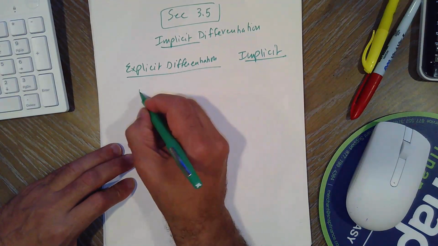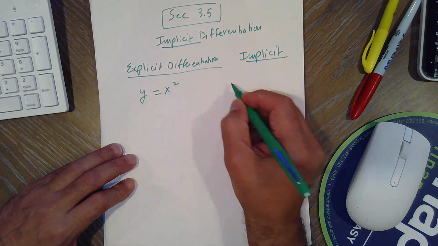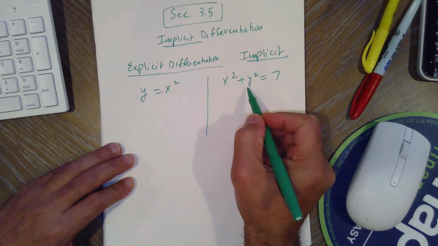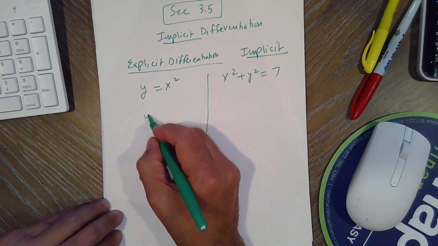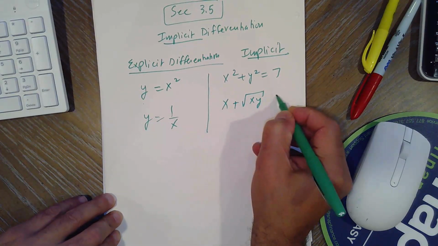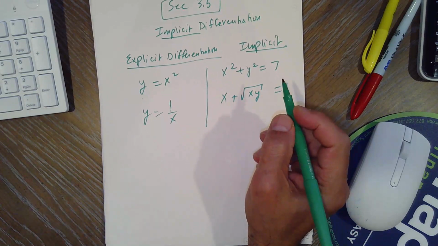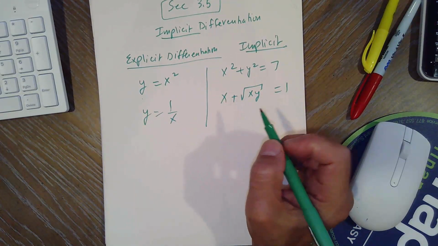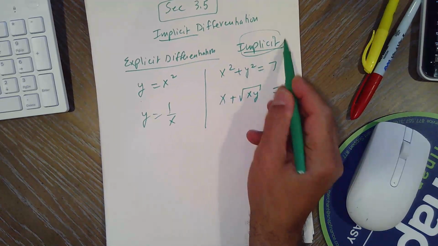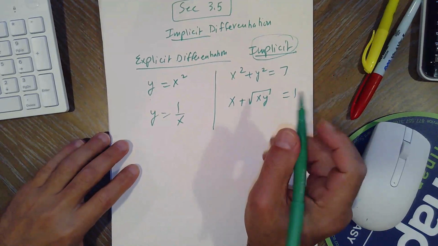So for example, x squared plus y squared equals 7. So you can see y is not isolated. Like y equals 1 over x plus square root of xy equals 1. So how do we find the derivative when y is not isolated? That's basically the objective of implicit differentiation.